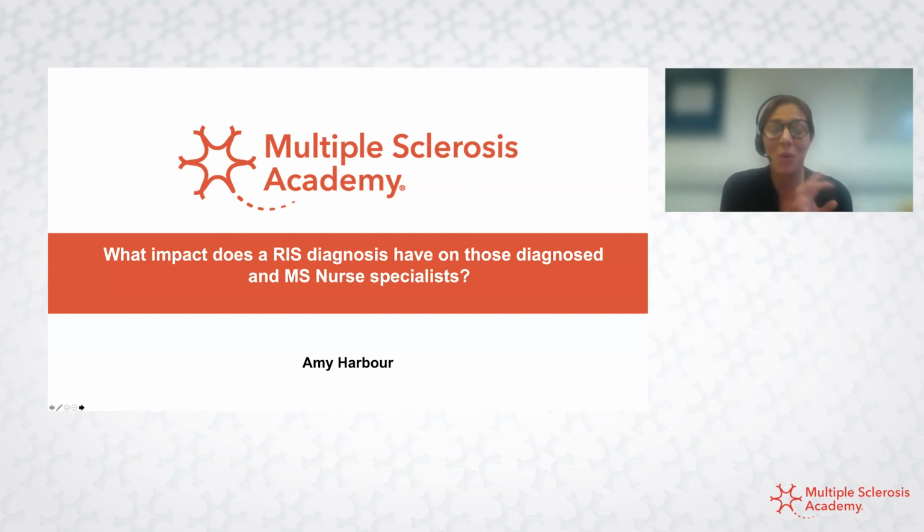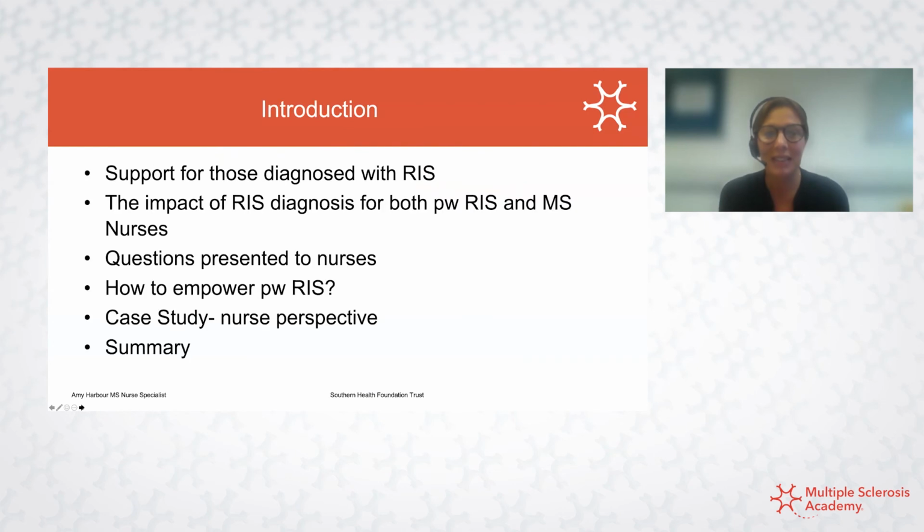Okay, so what I'm going to be discussing is the impact that the RIS diagnosis has on those who are diagnosed and on the MS nurse specialists. So these are my declarations. Just an overview of what I'm going to be talking about. What support is there out there for those diagnosed with RIS? The impact of a RIS diagnosis for both the person with RIS and the MS nurses. Questions that are often presented to MS nurses, and are we prepared or equipped to deal with these? How to empower a person with RIS, a case study, and then a summary.